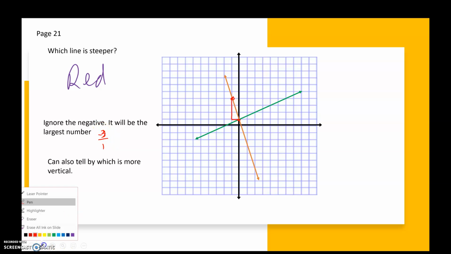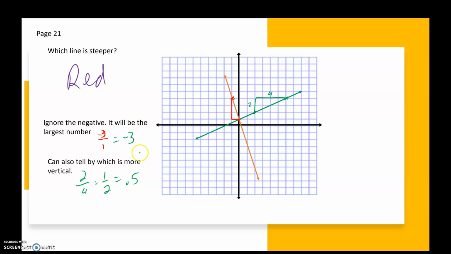And then I'm going to do the green line. Let me see, I can see there's a point here. And there's a point here. Up 2 and right 4. Which is 1/2. Make that a decimal, it's 0.5. Now, we're ignoring the negative. Just look at the number. The number 3 is bigger than a 0.5. So this is why the red line is steeper. Ignore the negative when we're talking about whether or not something's bigger or not. Because steepness doesn't matter whether you're going up or down.